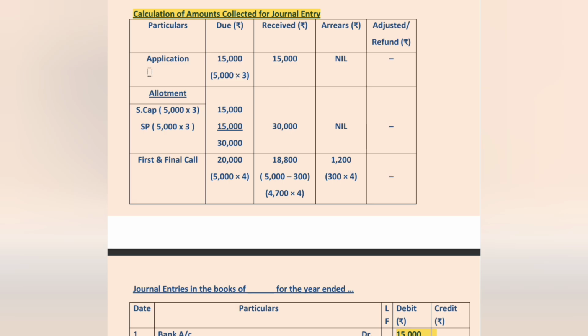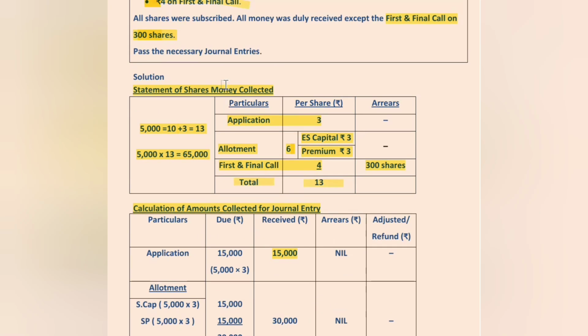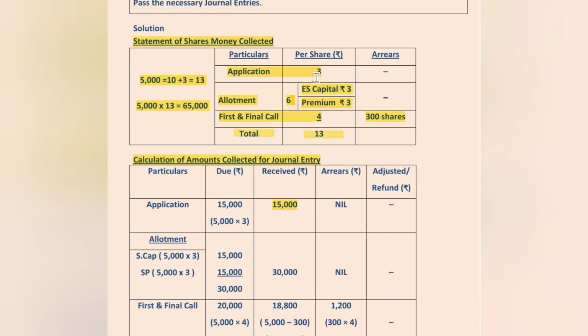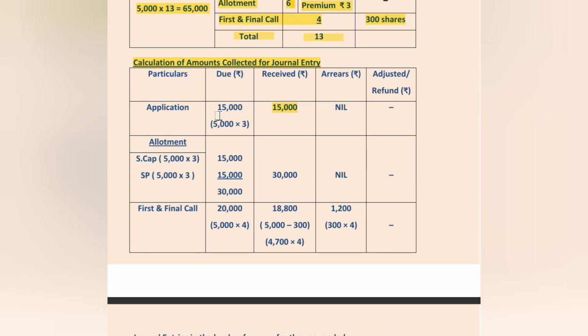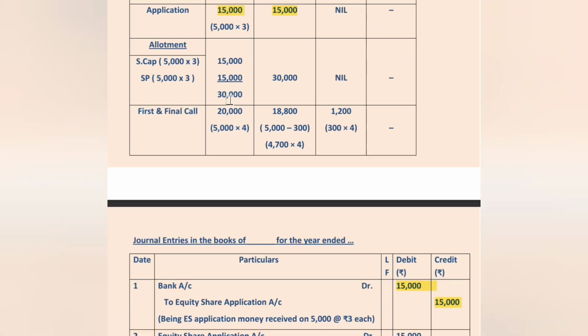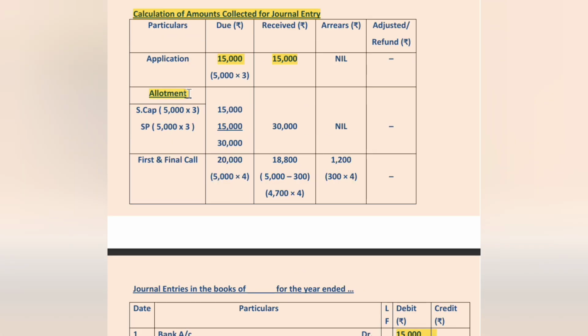So first one is application money, right? Application, how much received? 15,000. See here, 5,000 into 3 per share. How much received? 15,000 share received, right? So it is transferred to the share capital account. In the same way, allotment, how much is due?